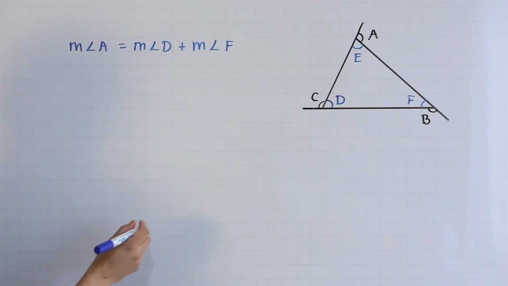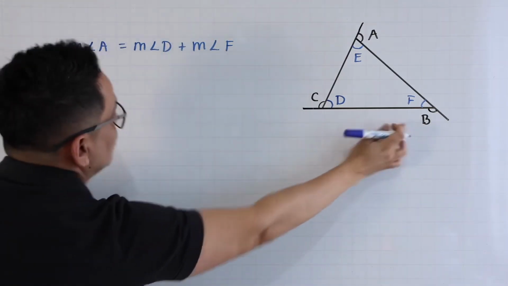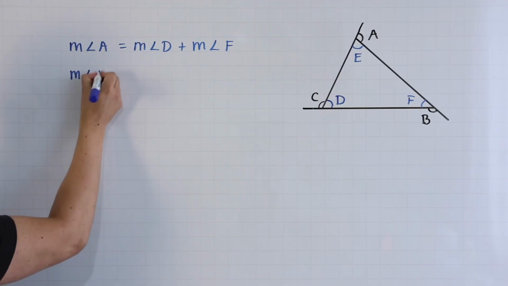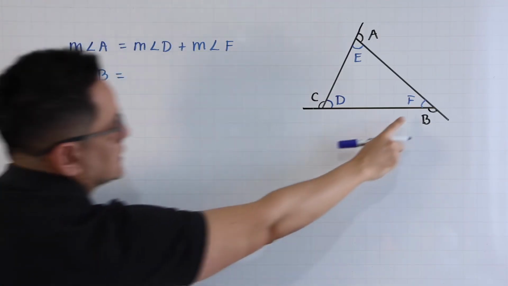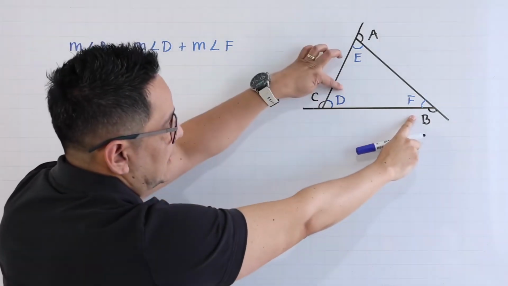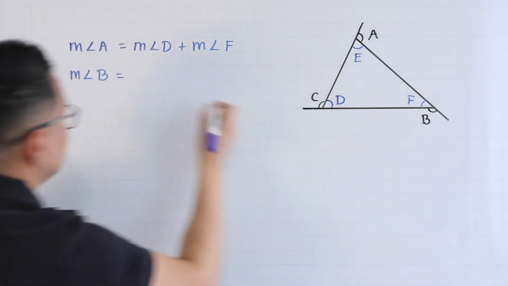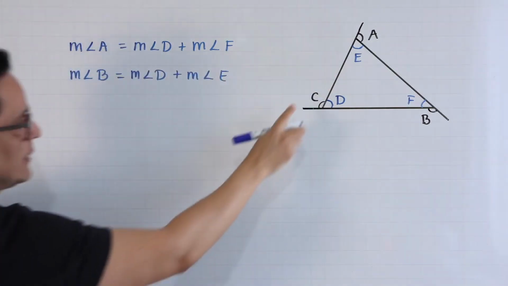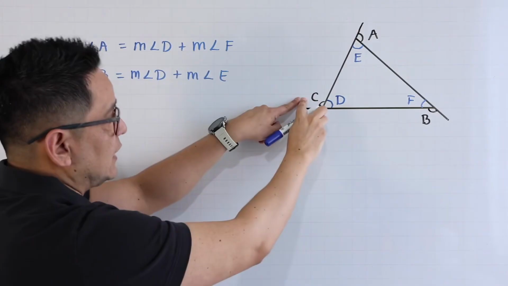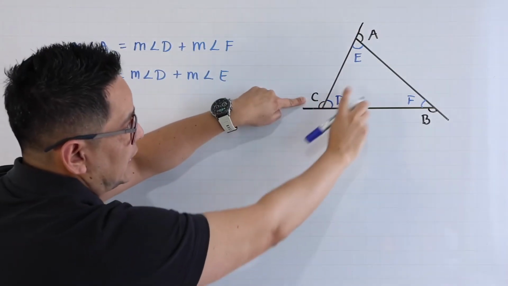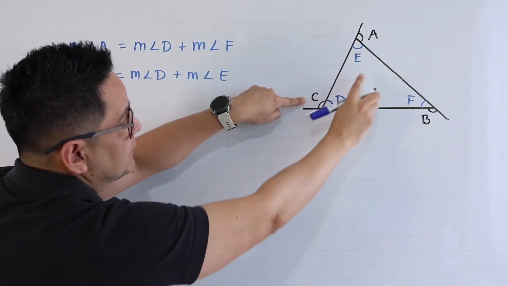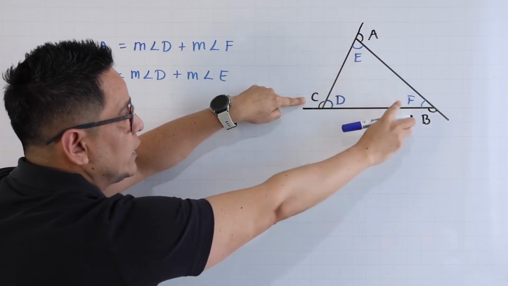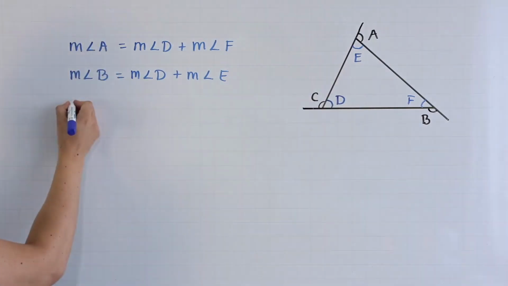Now let's do the same thing, but with angle B, so I would have that the measure of angle B has to be equal. Equal to what? Well, to whatever angle D measures, plus whatever angle E measures. And finally, let's do the same thing with angle C. The measure of angle C has to be equal to the measure of angle E, plus the measure of angle F.